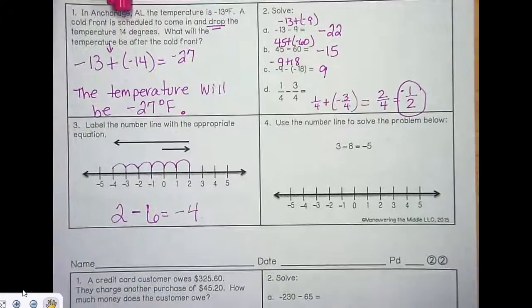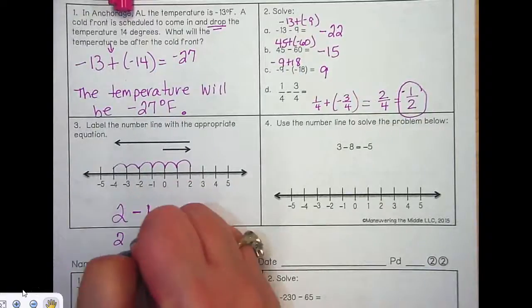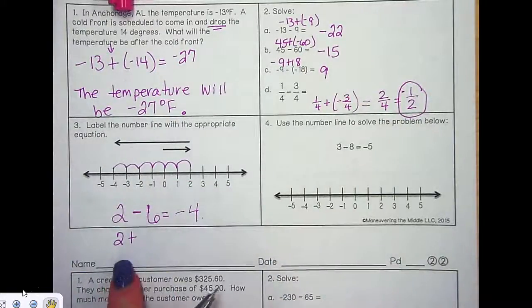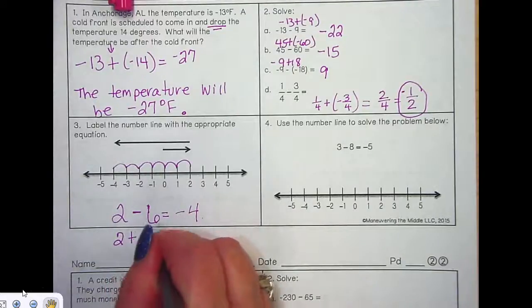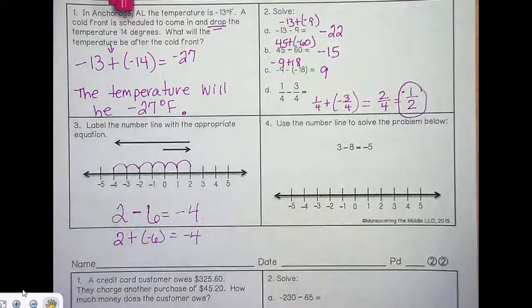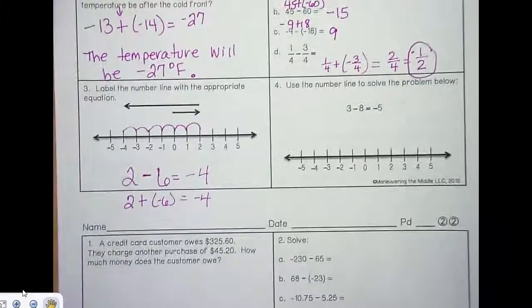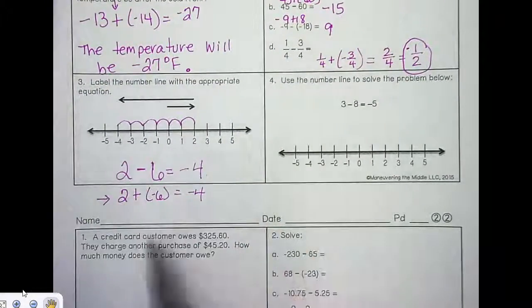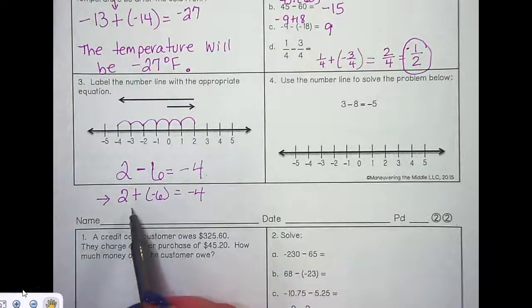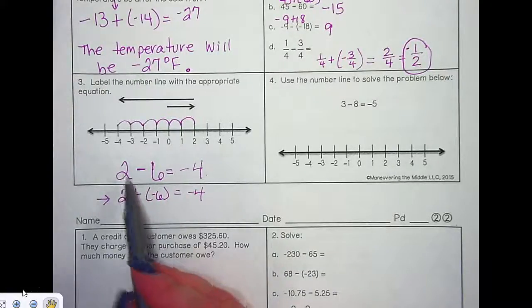The way I normally write that one is 2 plus, meaning "and then." I'm going to go negative 6, and that equals negative 4. Either of those are correct. This one is the more correct, because if you wrote this, this is what you would change it to. But this is also what you're doing.